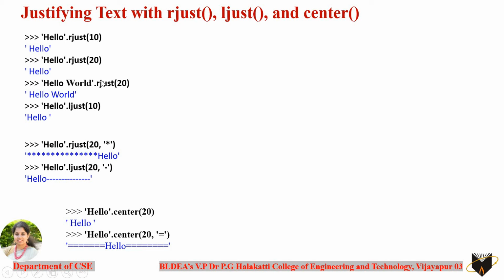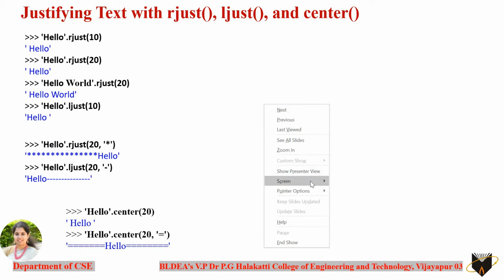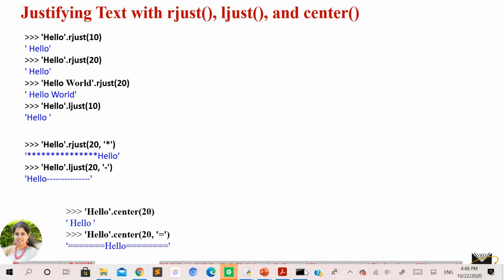Here in this example you can see hello.rjust with a parameter, a number. The number indicates the number of spaces that you want to leave for the justification. rjust indicates the right side justification, and ljust indicates the left side justification. Instead of discussing all these examples, I'll directly discuss them with the execution here.